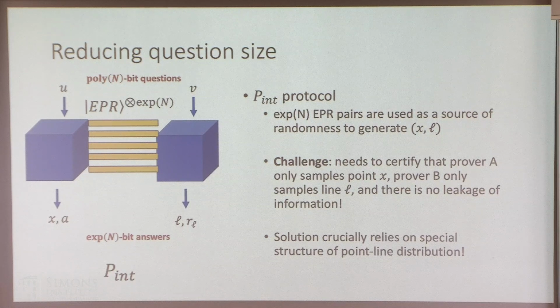The fact that this works is really miraculous. At least the solution we know of today on how to do this really relies on the special structure of this point line distribution. If it was some other test used in this classical MIP protocol, it's not clear we would have been able to get the provers to do this introspection. So there's something really remarkable. Maybe we're lucky or something. But this works because we're using this point line distribution.